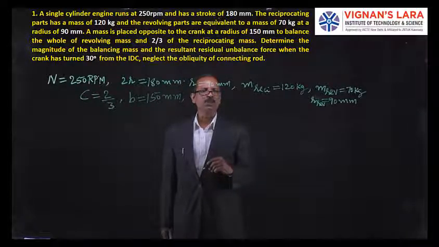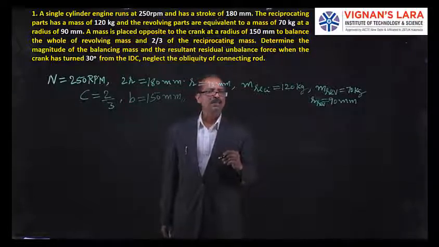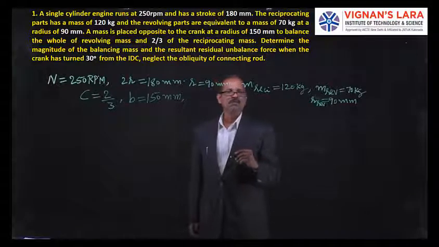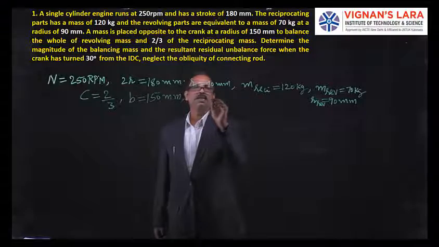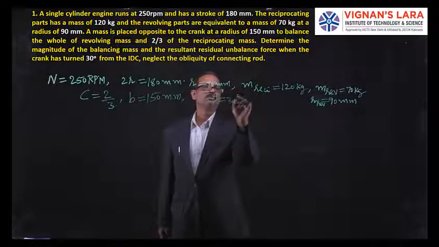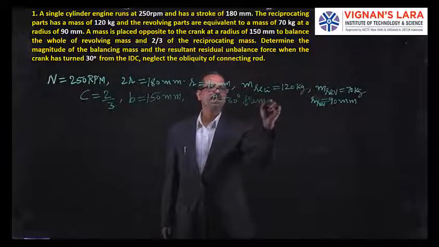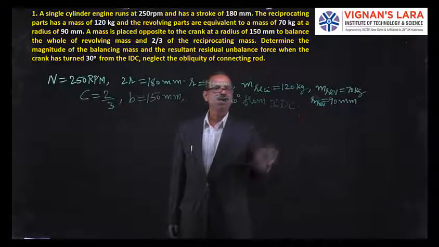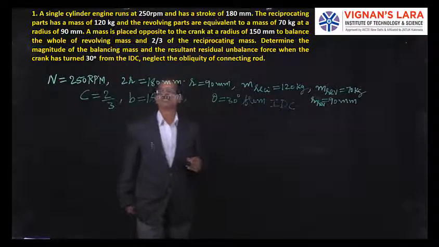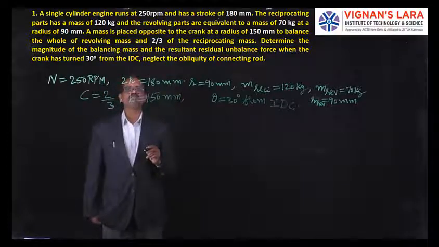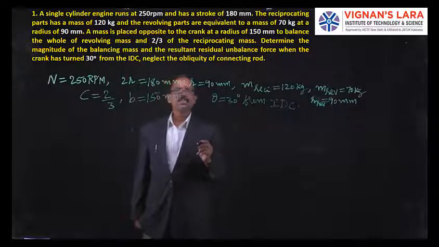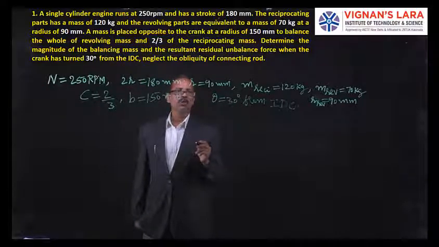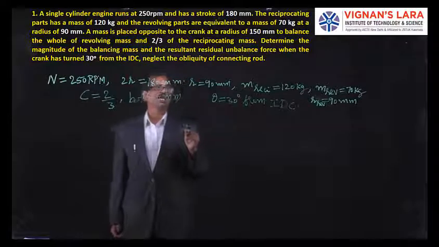Then determine the magnitude of the balancing mass and the resultant unbalanced residual force when the crank has turned 30 degrees from inner dead center. Neglect the obliquity of the connecting rod. So he has given the speed is 250 rpm and its stroke is 180 mm. So that is 2r, so the r is 90 mm.